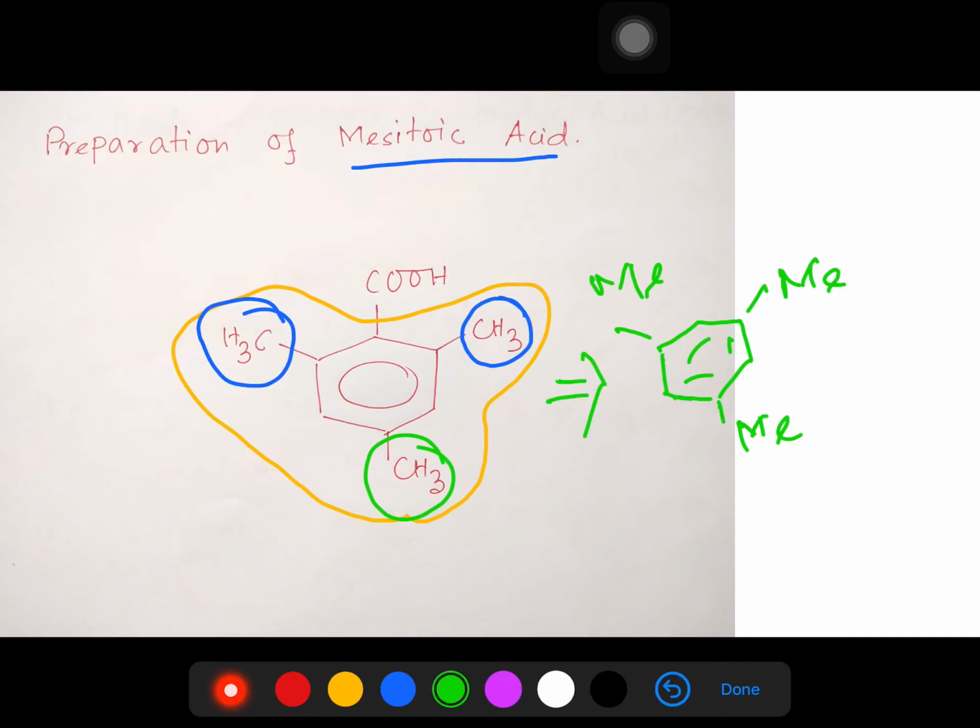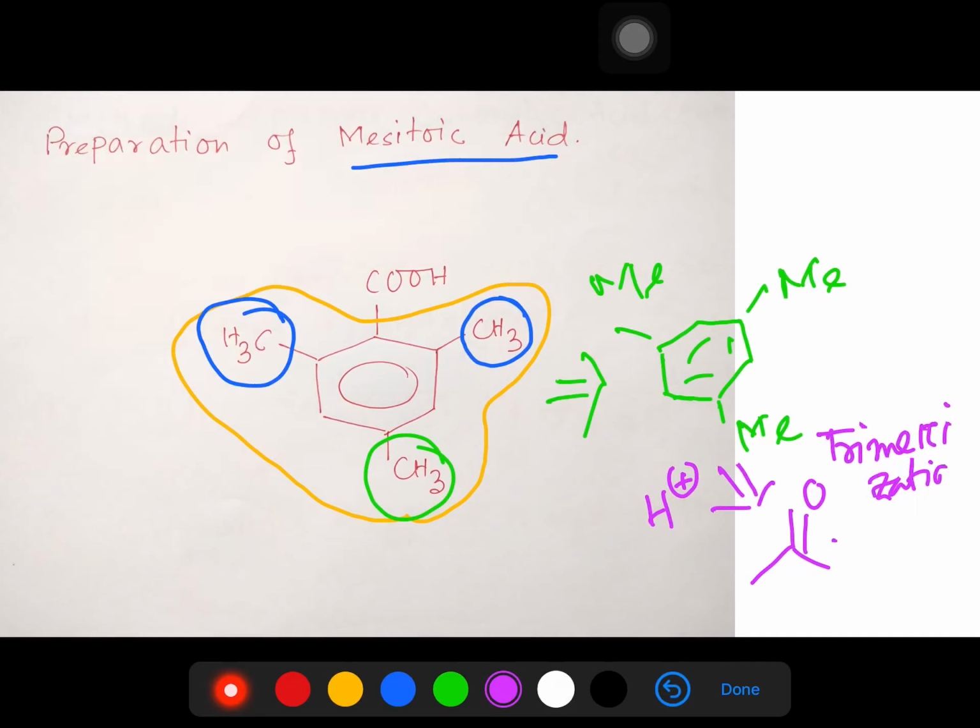So this is mesitylene, and we know that mesitylene could easily be prepared from the trimerization reaction of acetone in presence of acid. So this is actually a trimer formation, trimerization. I have already uploaded a dedicated video on trimerization reaction. Please visit if you want to learn more.